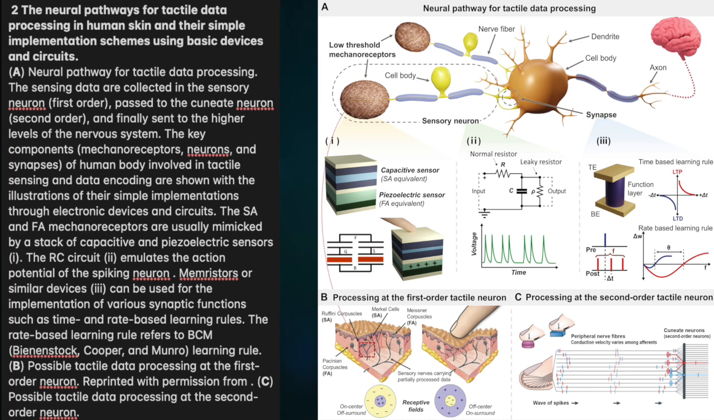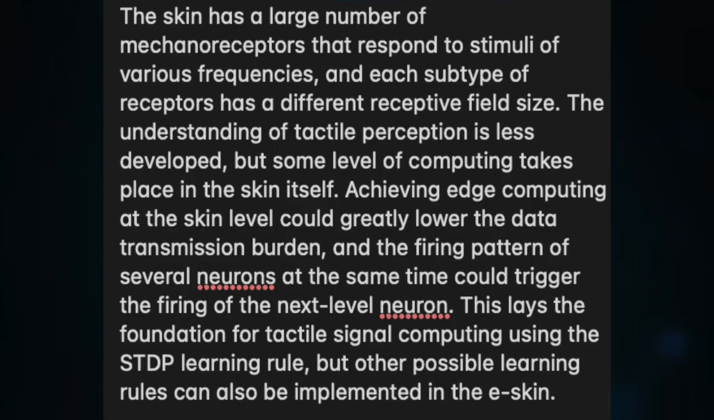B. Possible tactile data processing at the first-order neuron, reprinted with permission. C. Possible tactile data processing at the second-order neuron. The skin has a large number of mechanoreceptors that respond to stimuli of various frequencies, and each subtype of receptors has a different receptive field size.